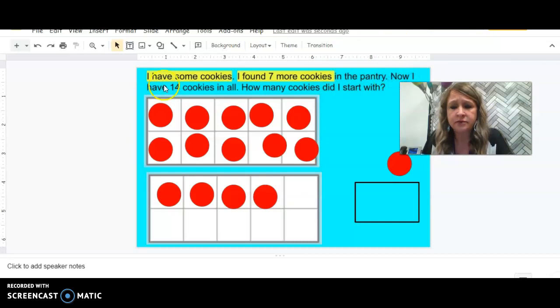I have 14 cookies in all. Okay, so I found 7. So let me go through and just circle the 7 that I found. All right?